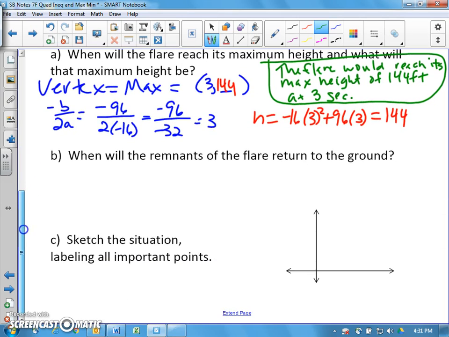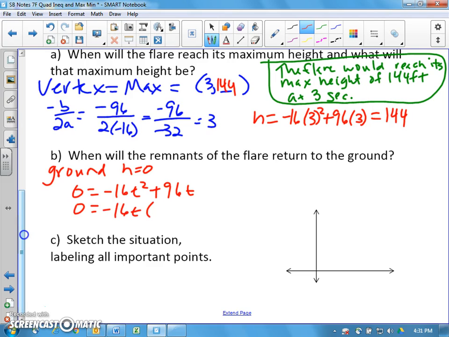So now we look at when this returns to the ground. Well, keep in mind that when it returns to the ground, your height is going to be 0. So all we need to do is set this equal to 0. We know how to solve quadratics. In this case, this is easy to factor. We're going to factor out our GCF. And we get t is 0 or t is 6. Well, that means that it's going to start at 0 and land at 6 seconds. So our answer here would be 6 seconds.